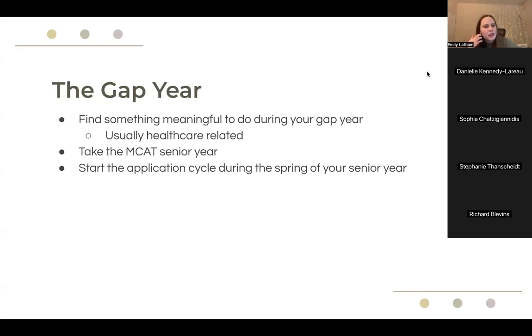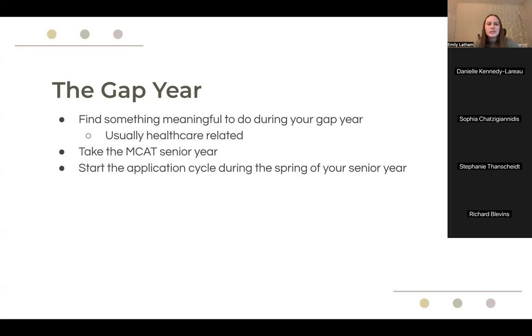And then the gap year. Some people will take gap years, and that's great. I think some schools are actually encouraging gap years more now, so they're definitely great to have. In our class, we're pretty 50-50, I think, of who came in after a gap year or gap years and who came in straight from undergrad. So it just really depends on the best path for you.